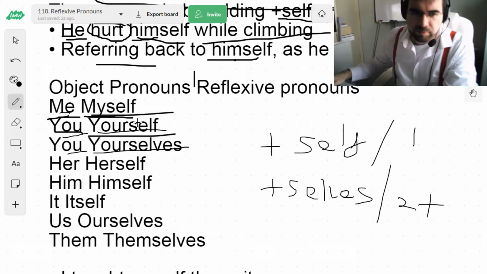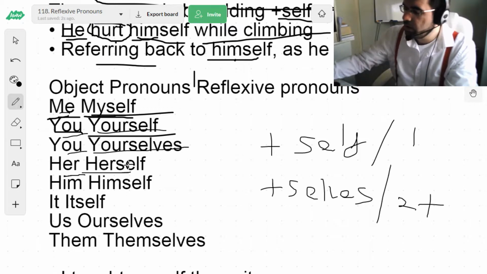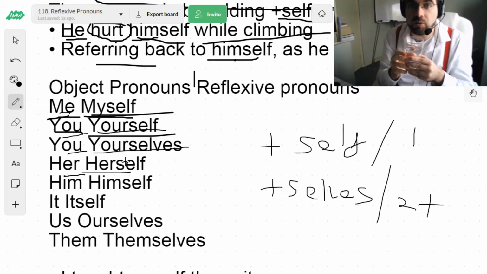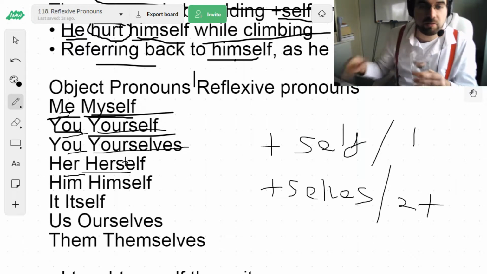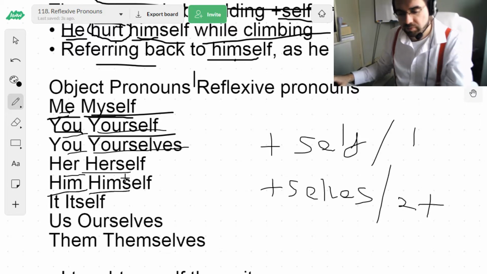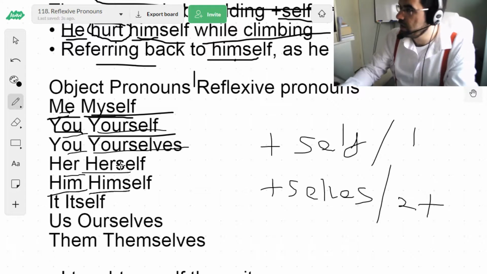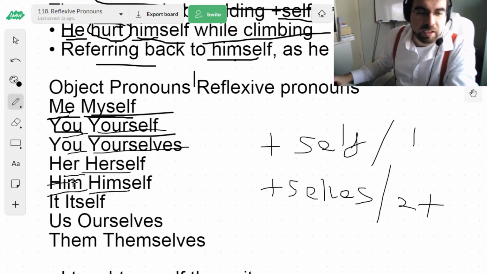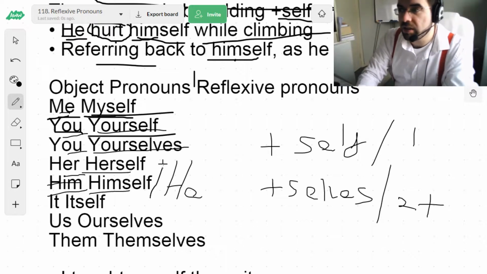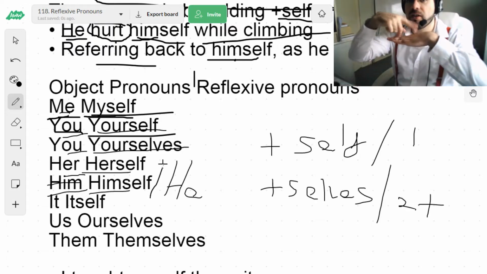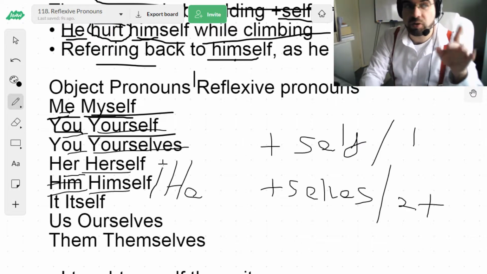Sort it yourselves. Her, herself. The water is for her. She is drinking by herself. No one else there, by herself. Him, himself. He himself. He is going to the shop by himself. He went to Gibraltar by himself.